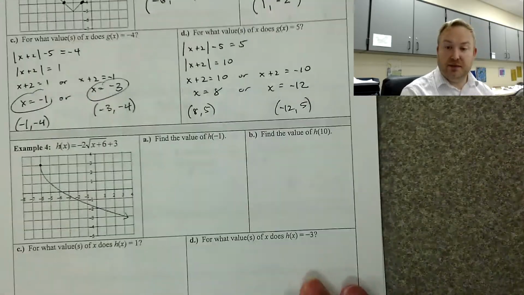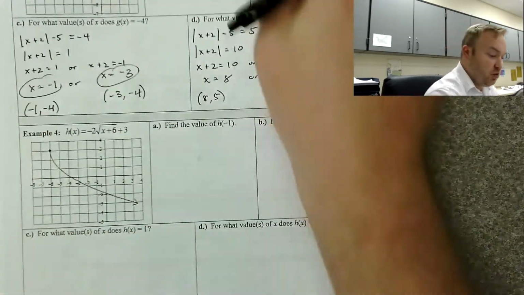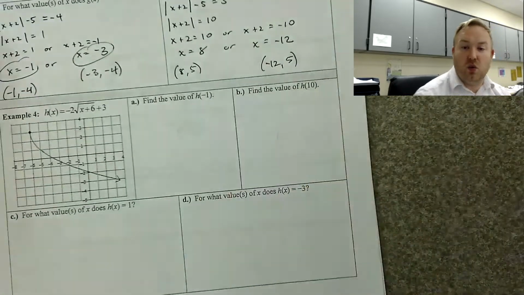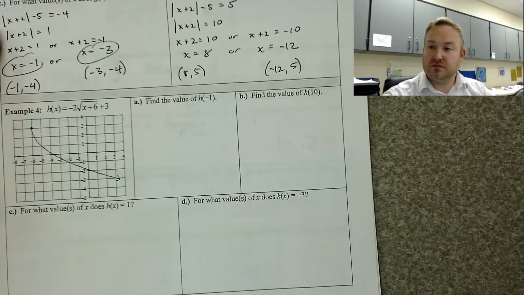Okay, last one, example 4. This is it. We're almost there. Yay. Okay, we've got a square root function here. Find the value of h of -1. So we're going to do that using the equation.